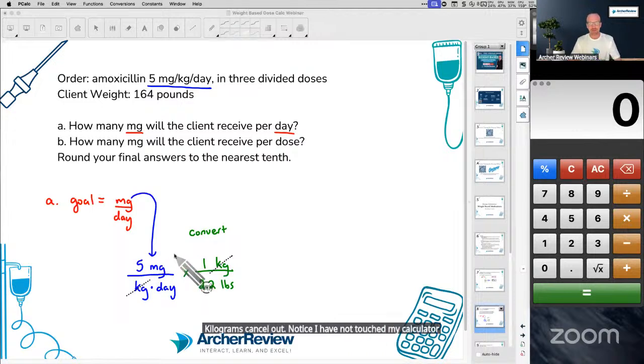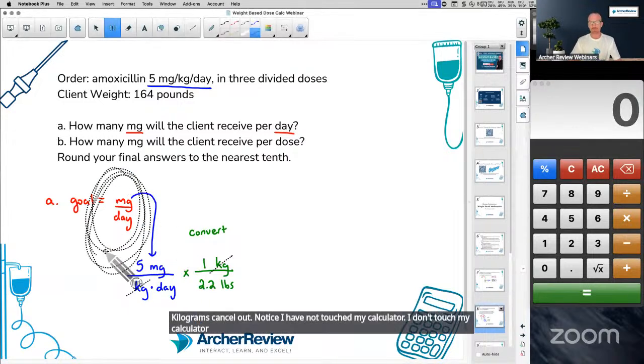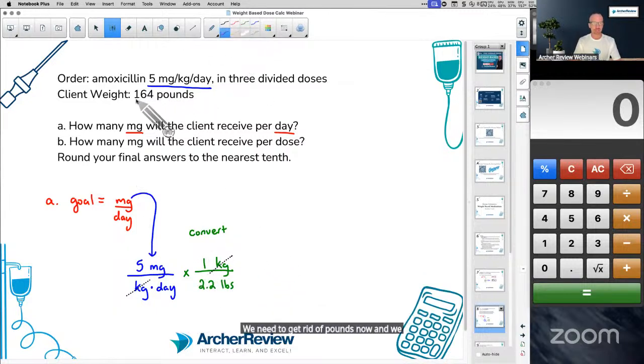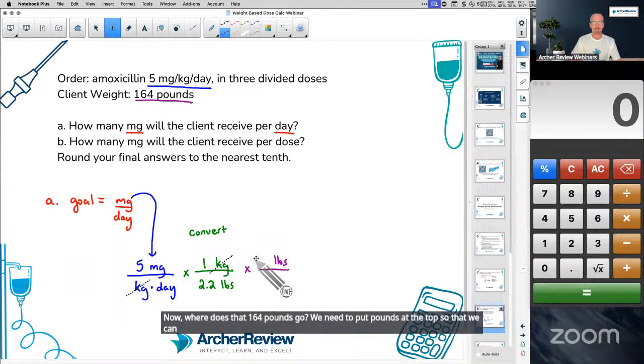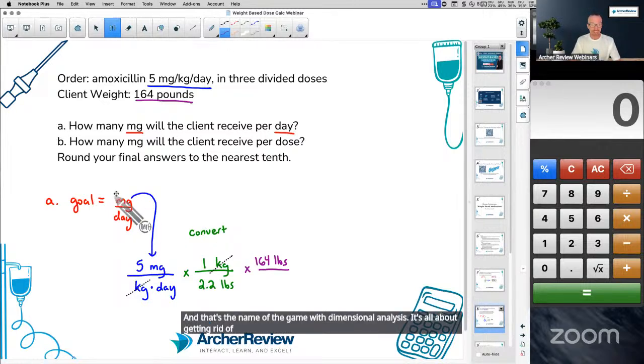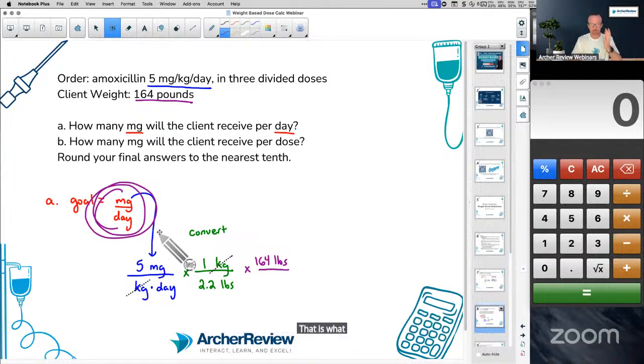I don't touch my calculator until I've met this goal. I promise you this always works. You never touch your calculator until you've met your goal. We need to get rid of pounds now, and we can tie in the client's weight. Now, where does that 164 pounds go? We need to put pounds at the top so that we can cancel out with pounds at the bottom. And that's the name of the game with dimensional analysis. It's all about getting rid of words that are not in your goal. That is what dimensional analysis really is all about.